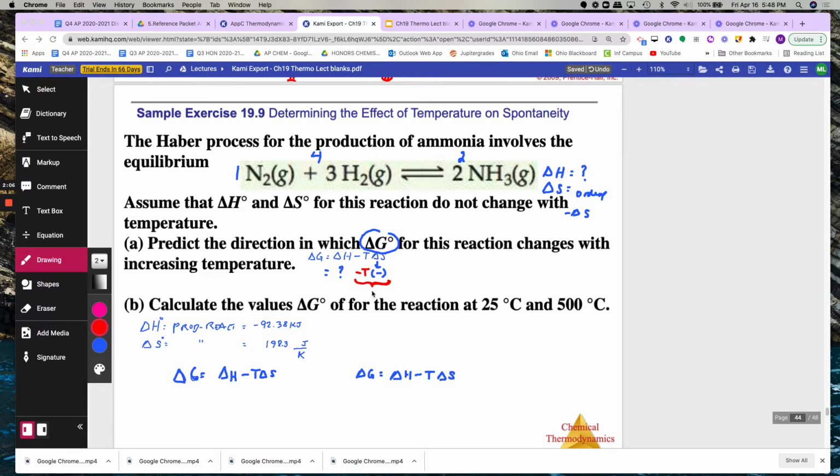makes a positive number, which means this whole term is going to cause delta G to be more positive. So if you increase the temperature, right, this whole term gets bigger, positive number. The bigger and bigger this gets, you're multiplying it by that, it gets a bigger positive, and the more positive this is, which means it is non-spontaneous. It's bad.